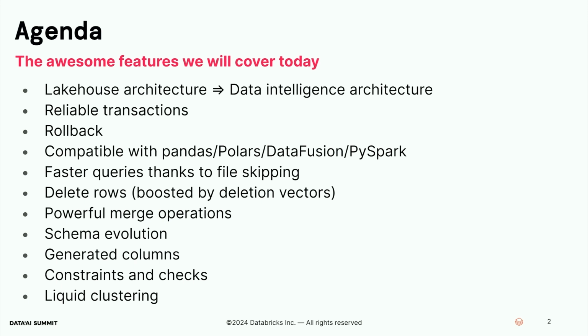We're going to be chatting about the Lakehouse architecture, how we've kind of migrated from the Lakehouse architecture now to this data intelligence architecture. We're going to be chatting about how Delta tables provide you with reliable transactions, things like rollbacks. We'll talk about how Delta is compatible with tons of different engines, including Pandas, Polars, Data Fusion, PySpark, and tons of others, actually. And we'll also talk about why we get much faster queries thanks to file skipping.